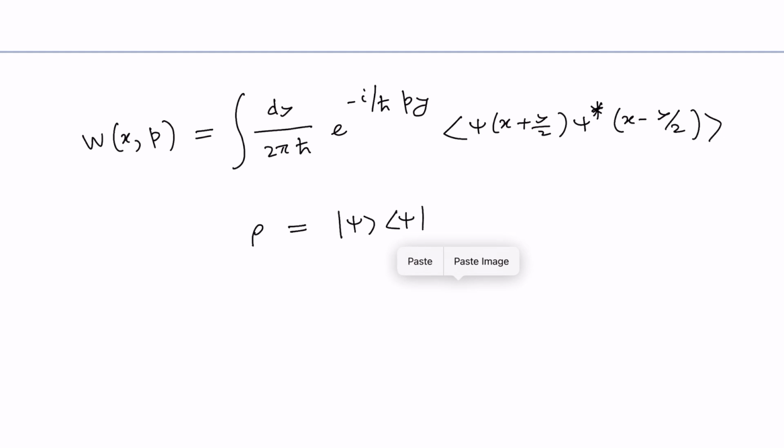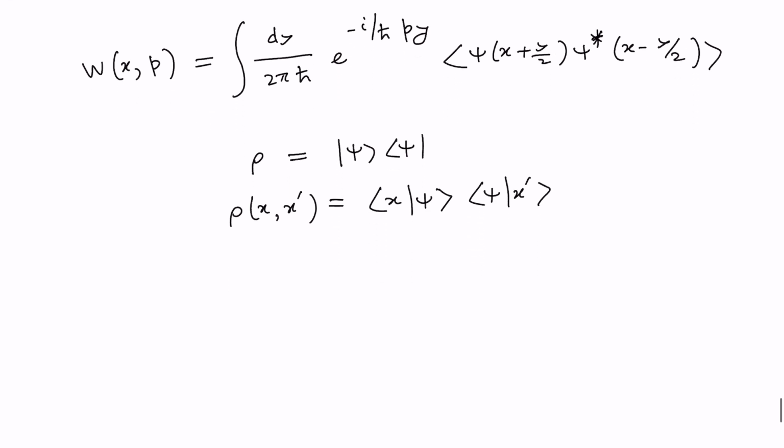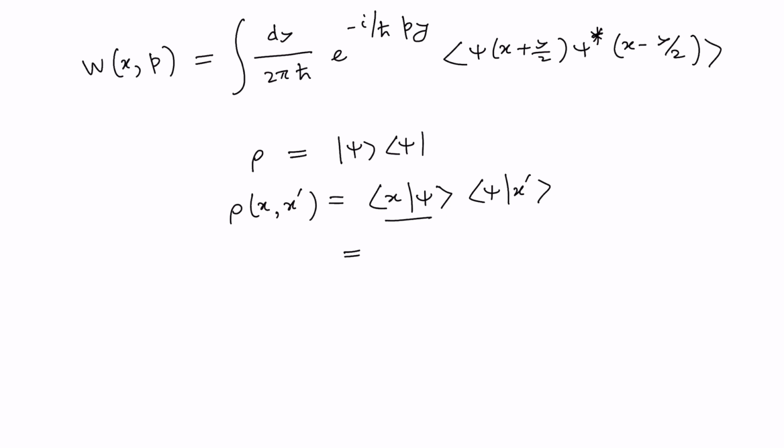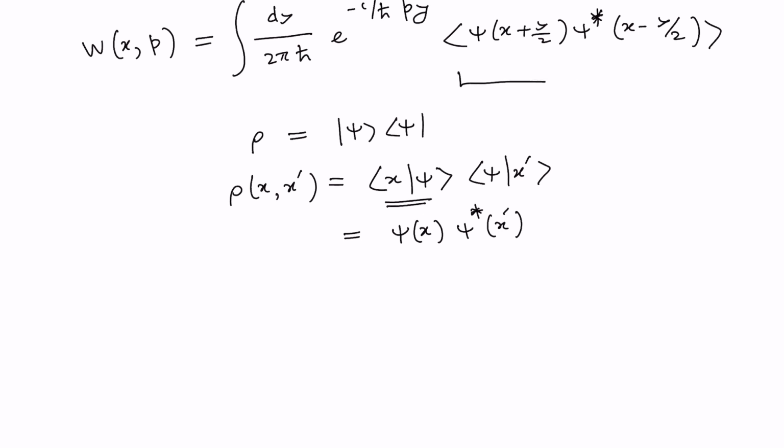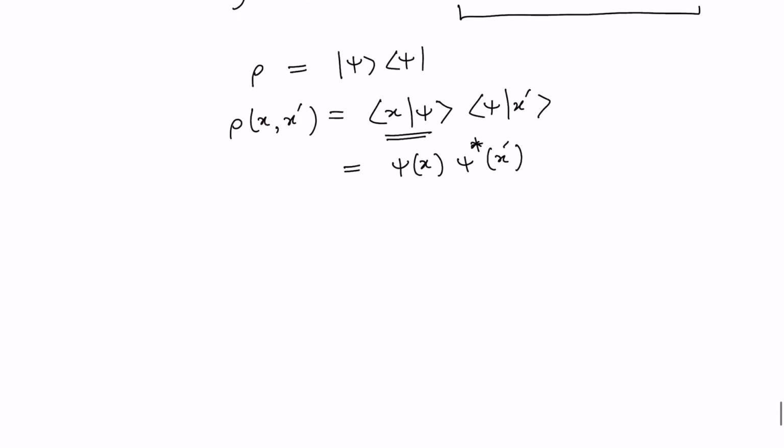In the position representation, I can write it as x dash, I can express it as say x psi here and psi x dash. So therefore this is nothing but the wave function in the position representation psi of x, and this is the complex conjugate of this position state. Okay, so therefore using this, I can write this expression in the following form.